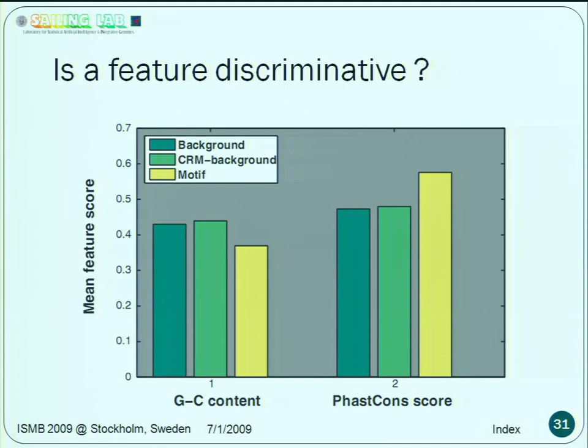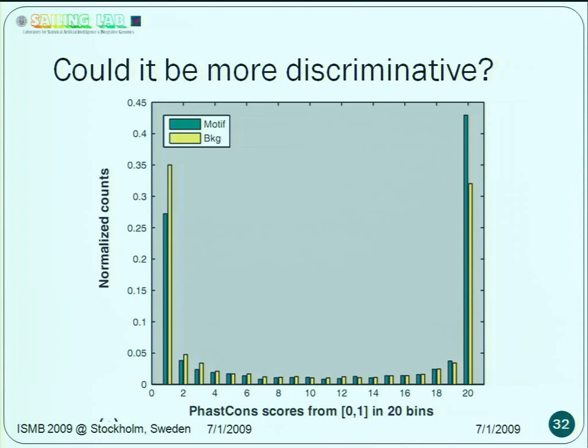Similarly, fastcons is an evolutionary conservation score using the fastcons tool. And we found, as expected, that motifs have a higher conservation there. Sometimes it is even more illuminative to analyze the distribution of these scores rather than just the means. For example, for the fastcons score, if you bin it, you find that the tails of the distribution are actually more discriminative than the middle part of the distribution.